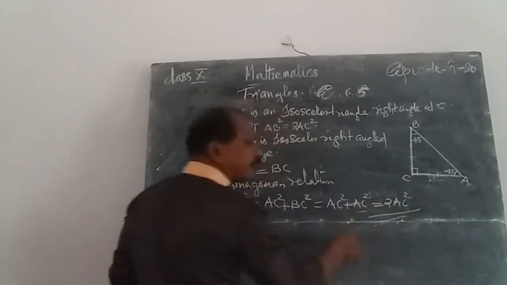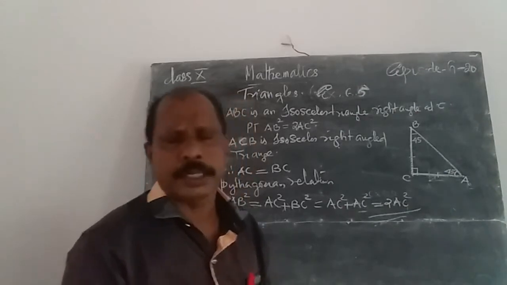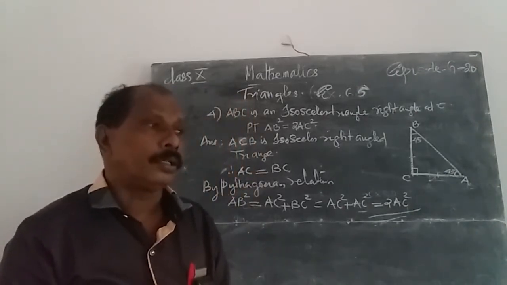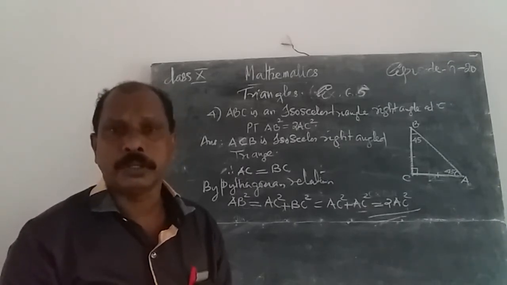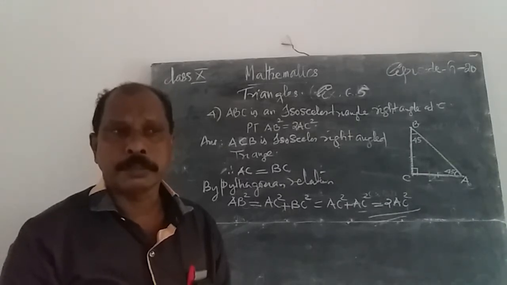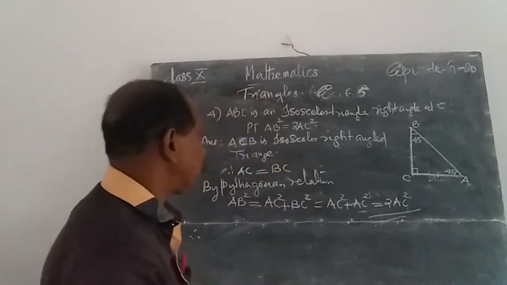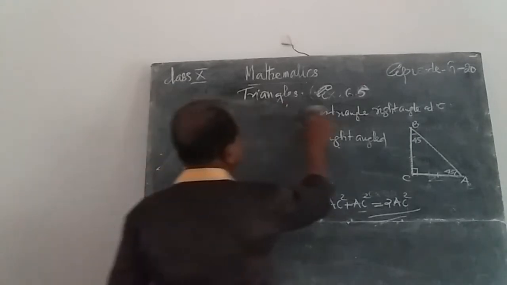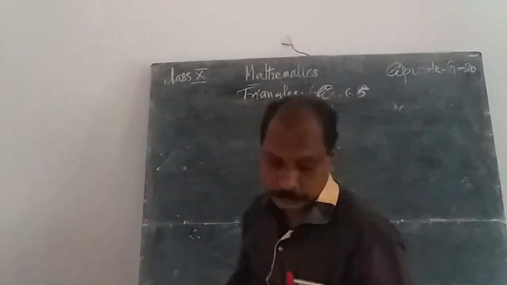That is a simple question. We know that it is isosceles, so the base and altitude are equal. Therefore, again we consider the Pythagoras theorem: AB square is equal to BC square plus AC square. BC is replaced by AC. We get AC square plus AC square is 2 AC square. That is question number 4. This is only based on the Pythagoras theorem.